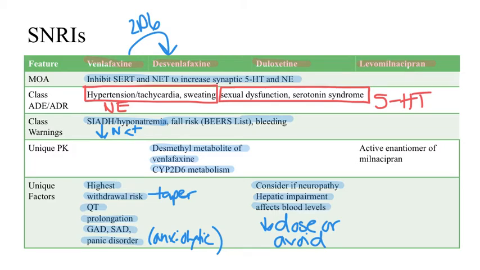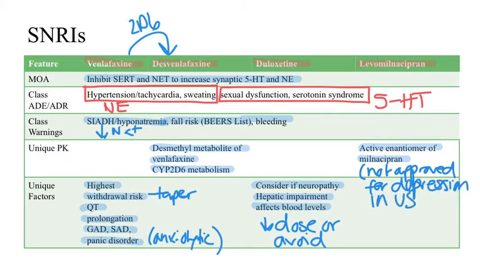And finally, levomilnacipran, or Fetzima, is the active enantiomer of another drug called milnacipran, or Savella. Milnacipran is approved for depression, but not in the US. And levomilnacipran is the L-rotary active enantiomer of this agent and is approved in the US for the treatment of depression.